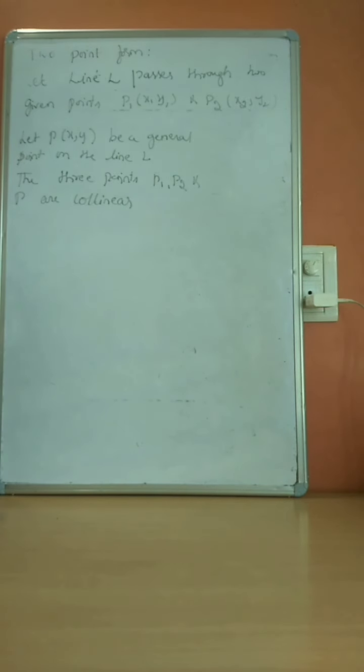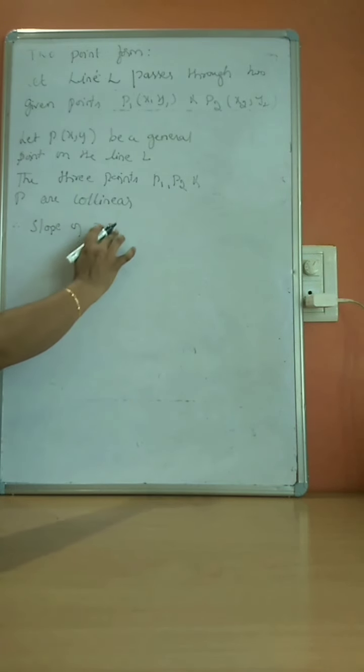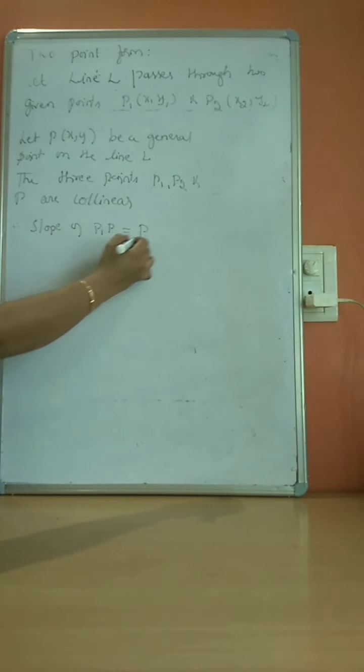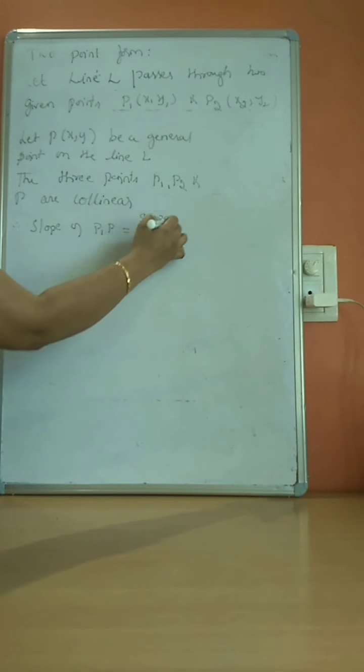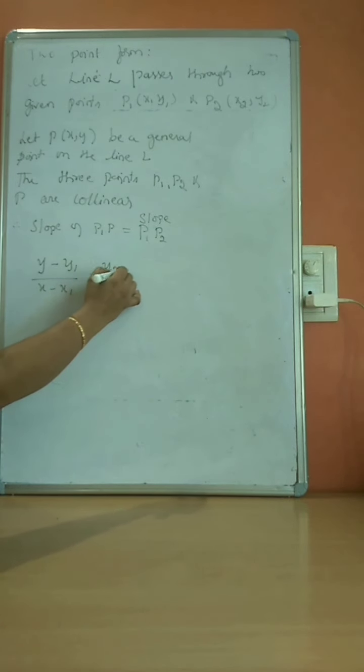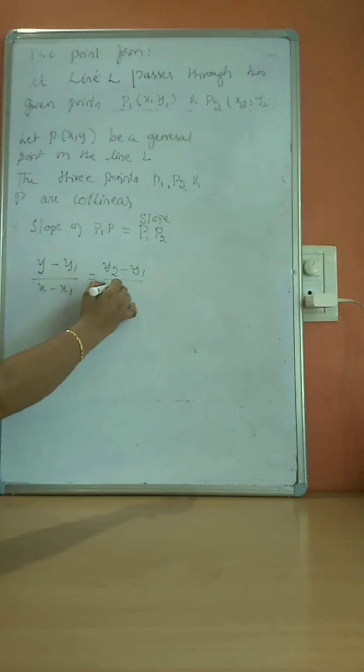For 3 points to be collinear, what is the condition? That is, the slope of P1P must be equal to the slope of P1P2. That is y minus y1 divided by x minus x1 must be equal to y2 minus y1 divided by x2 minus x1.